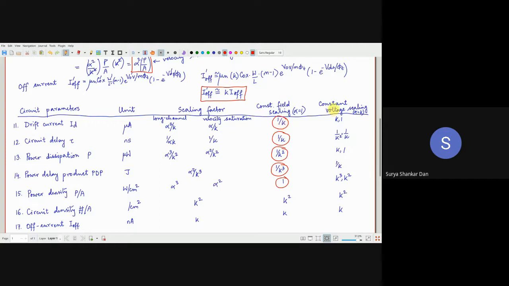On the other hand, if we are speaking about constant voltage scaling, now see the major problems. In case of constant voltage scaling, what do we find? If alpha is equal to k, then it becomes k square by k, which is k, so the current becomes k times for the long channel device. For velocity saturation, that means the nanoscale device, it is k by k, which is only 1. So that means your current increases. If the current increases, what will happen? Your device power consumption will increase rapidly, isn't it?